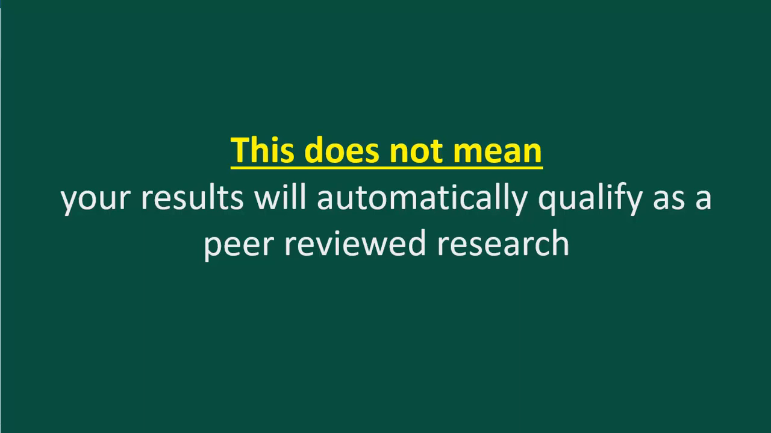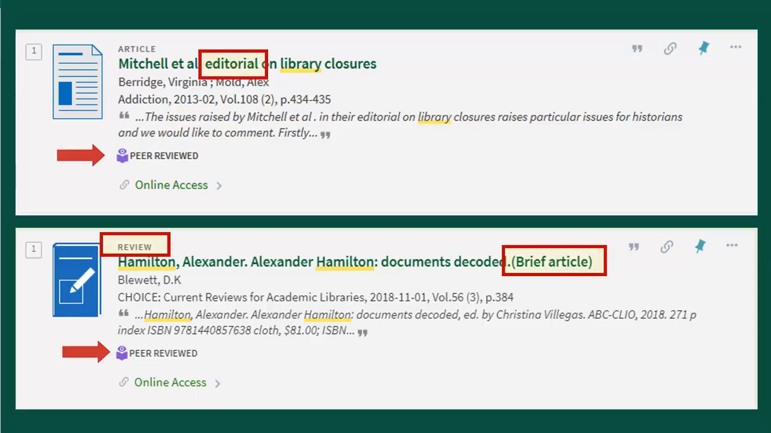This does not mean your results will automatically qualify as peer-reviewed research your instructor is looking for. There are things like book reviews, editorials, and letters to the editor that appear in peer-reviewed journals, but do not qualify as the peer-reviewed research your instructor is looking for. This is why it's important to always evaluate your source and not simply rely on filters. For more information about peer-reviewed sources, check out our peer-reviewed sources video.